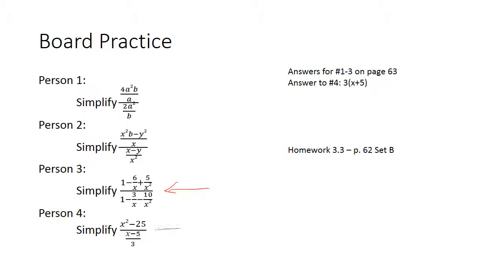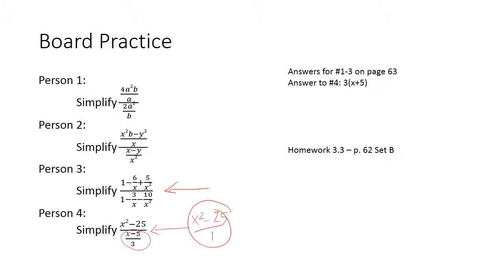My other hint for person number 4 is that notice that you have x squared minus 25 over x minus 5 over 3. X squared minus 25 is kind of like a fraction where you'd have x squared minus 25 over 1. If you think of it that way, then when you look at the top, the numerator, you could look at the numerator as this fraction and then the denominator as this fraction.